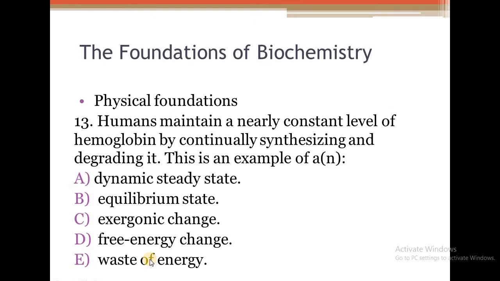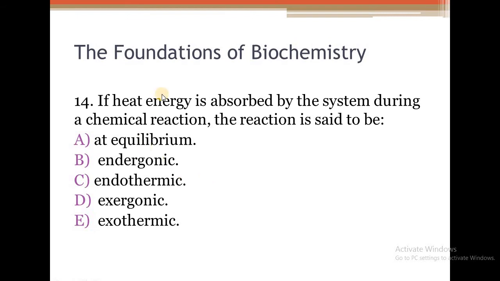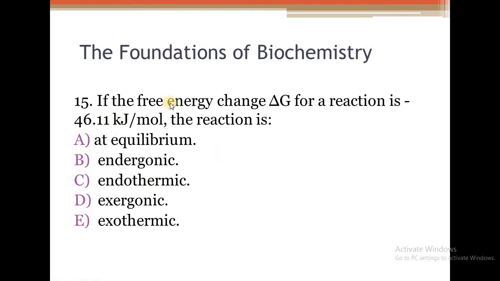Next, MCQs from the section Physical Foundation. Humans maintain a nearly constant level of hemoglobin by continually synthesizing and degrading it. This is an example of dynamic steady state. Option A is correct. Next, if heat energy is absorbed by the system during a chemical reaction, the reaction is said to be endothermic. Next, if the free energy change delta G for a reaction is minus 46.11 kilojoule per mole, the reaction is exergonic.